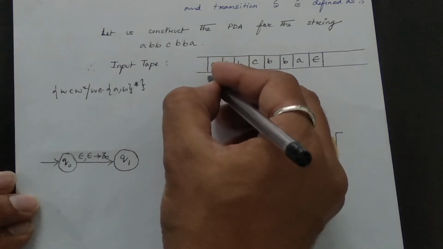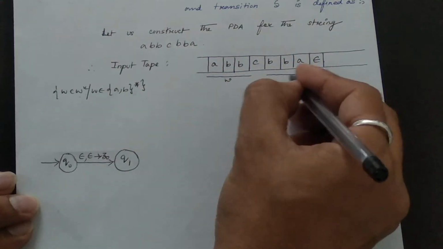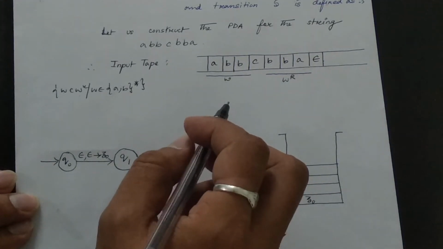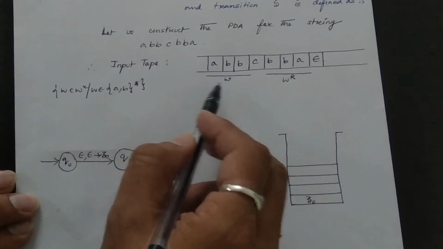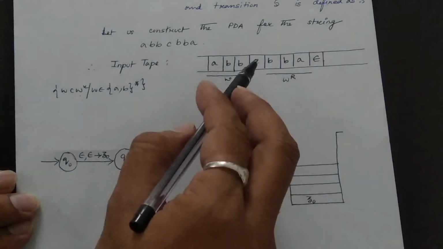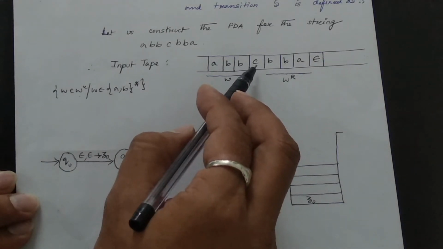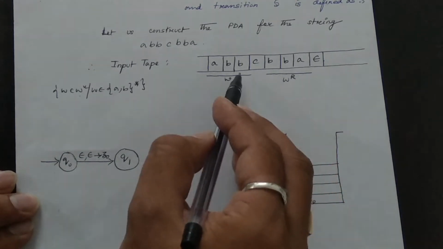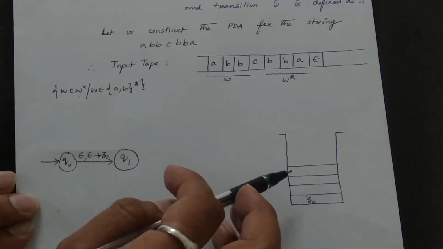This is the part that is W, and this is the part that is W to the power R. Correct? So whatever string is here in W, you have to push into the stack. Then C you have to read, and you have to skip that particular transition. And then once you read W to the power R, you should pop whatever you have pushed into the stack.